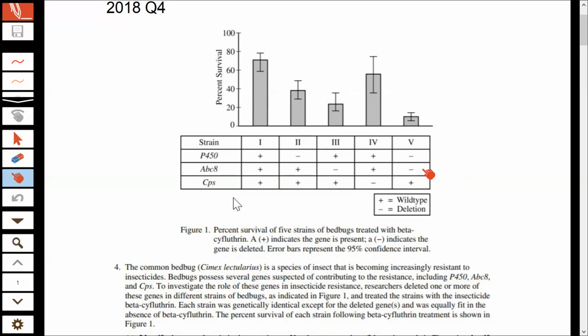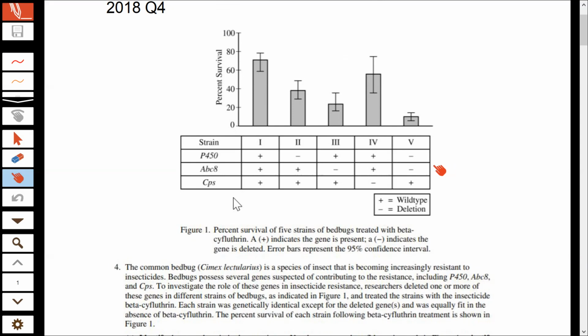There's too many things that are different from the control. Right, you can't change more than one thing. And this one may be a little bit harder. Why can't we compare, I mean, evidently it would work, but what might be wrong with comparing strain 2 and strain 5?